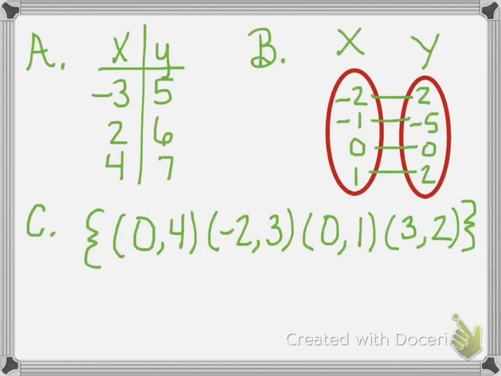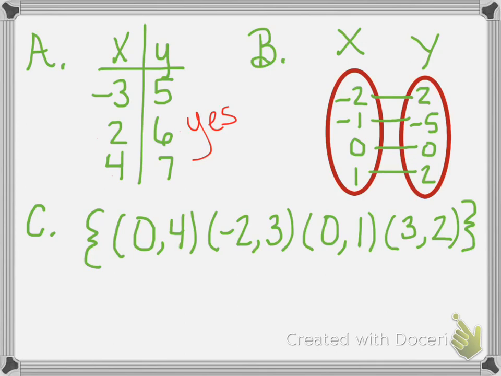All right, so here are some examples that we're going to go through to see, can you determine whether or not they are functions? The first one, A, we have a table, and if you'll notice, for every domain, so every x, when we put in a -3, we get out a 5. When we put in a 2, we get out a 6. And when we put in a 4, we get out a 7. So it fits our definition of every domain has its own range. It's one pair. So this would be a function.